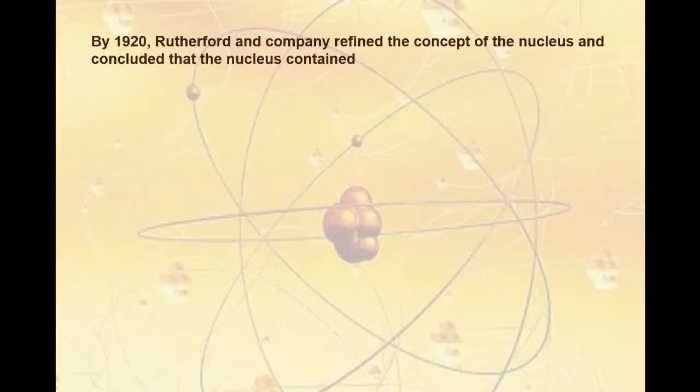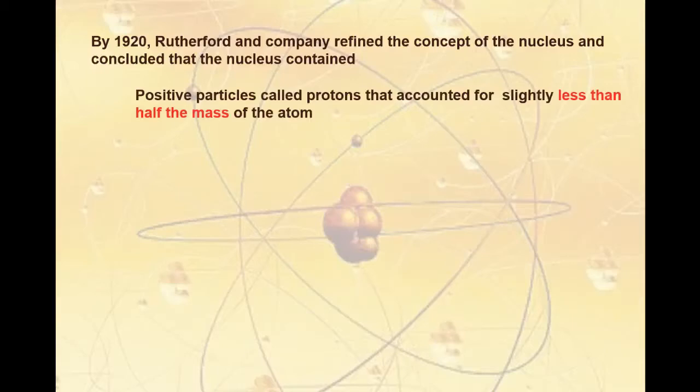Now, through further experimentation, Rutherford and company, because there are a whole slew of scientists working together to develop the atomic structure, concluded that the nucleus contained positive particles called the protons that accounted for slightly less than half the mass of the atom. And that was important. Slightly less than half the mass of the atom, which was about 1.673 times 10 to the negative 23rd grams. So very, very small compared to the electron, which was times 10 to the minus 27th.